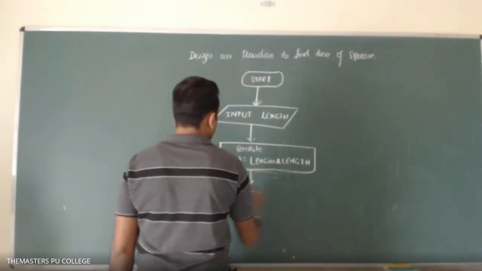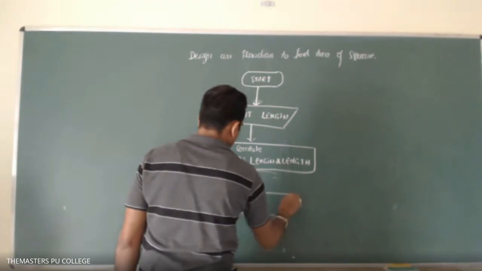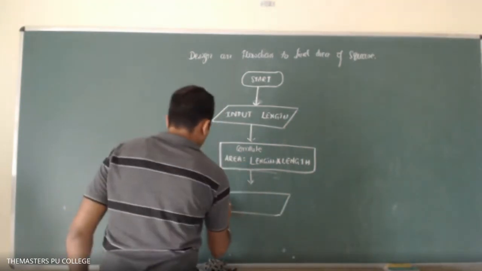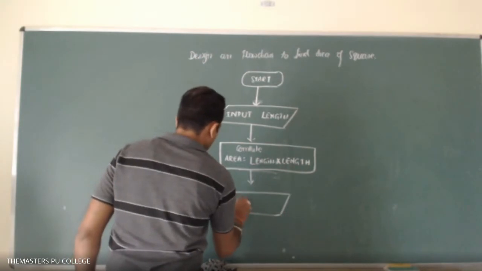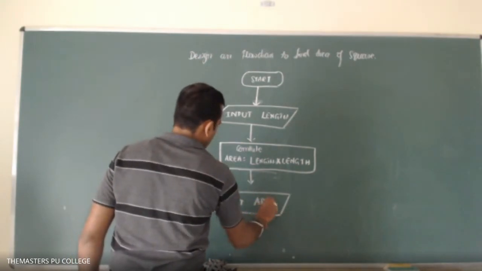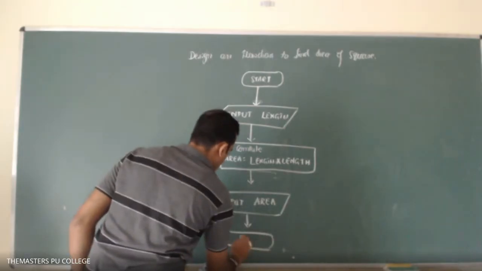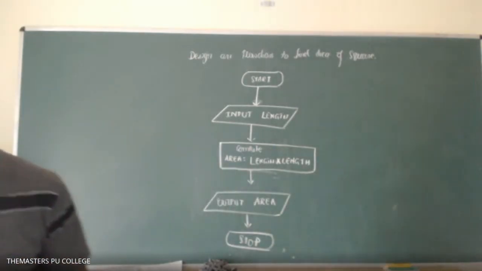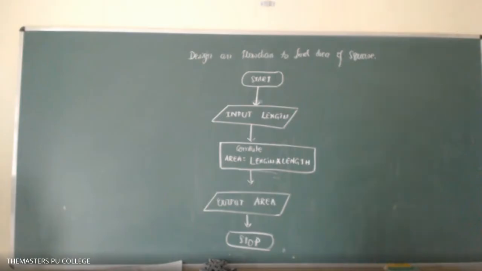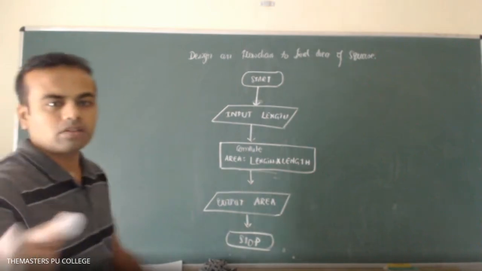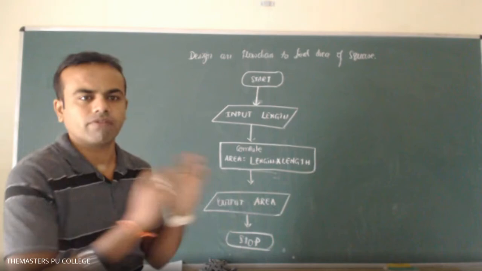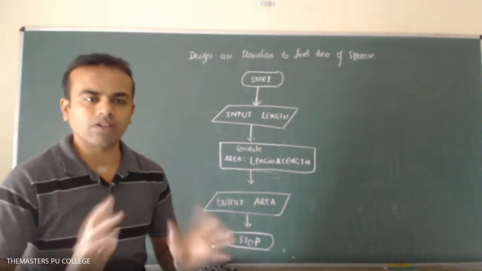Next, for output, we need to write the parallelogram output, that is area. And then finally, for stop also, you need to write the oval shape. Stop. You write all the algorithm and you just convert that into a flowchart. Okay.